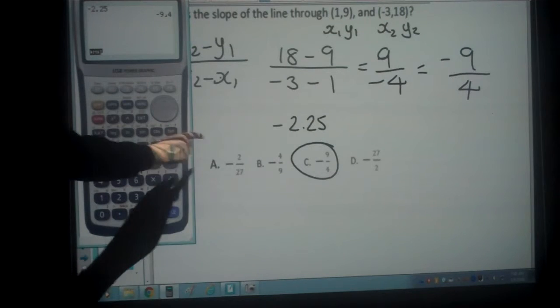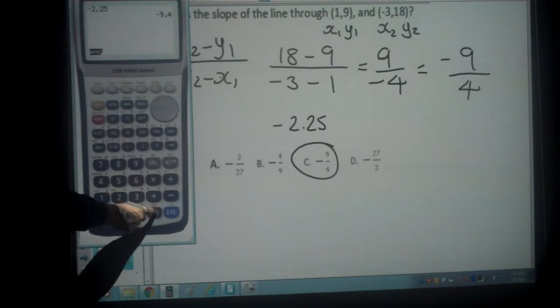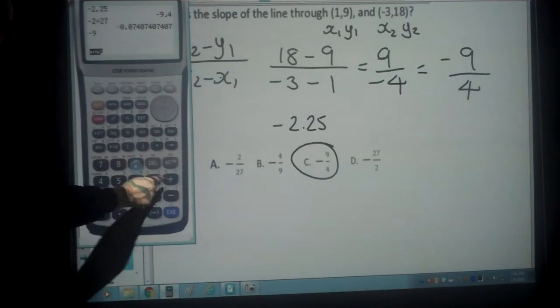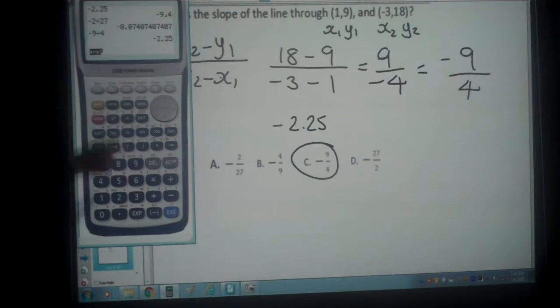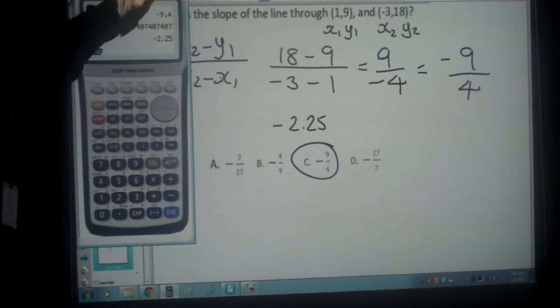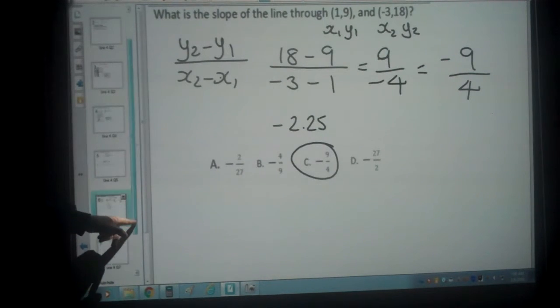Another way of checking which one it is, you can just enter each fraction individually. Negative 2 divided by 27, and check, do the decimals match up. So I'm going to go straight to the correct one. Negative 9 divided by 4 is negative 2.25, which is what we had. So we know that that is the correct answer for this one.